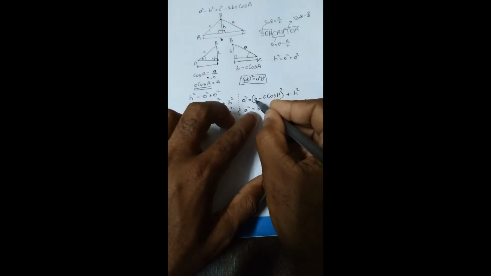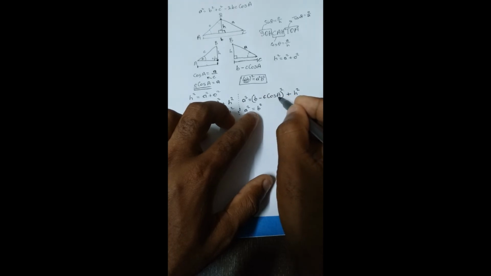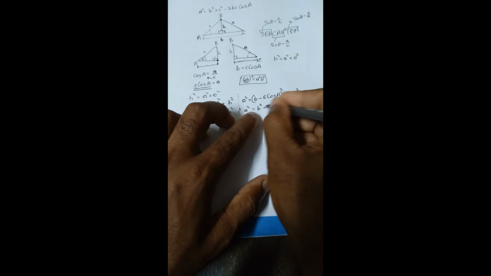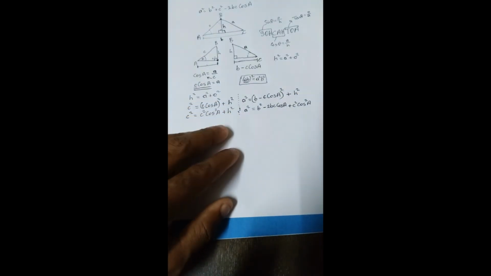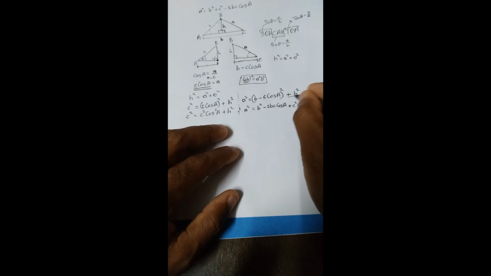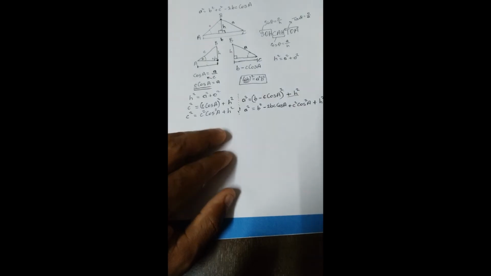Now for the middle term, I'm going to multiply b by minus c cos A multiplied by 2. So you realize I'm going to end up with minus 2bc cos A. Now remember, we have this here, so don't leave it out, plus h squared.